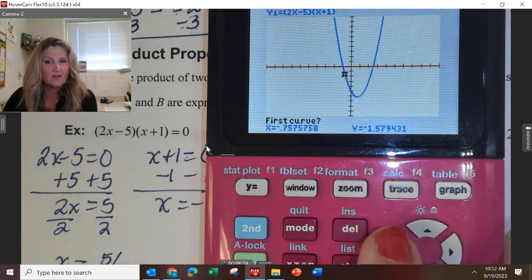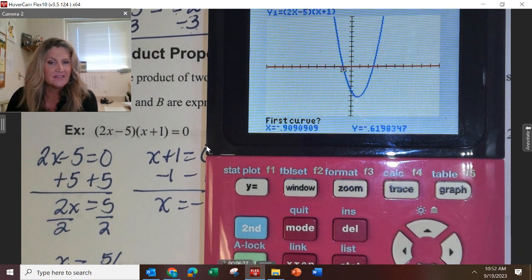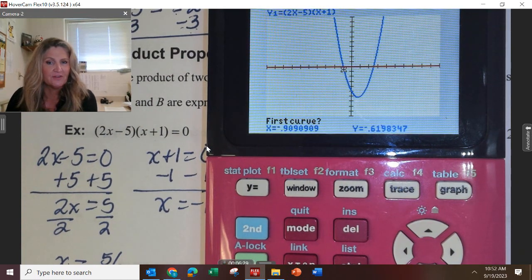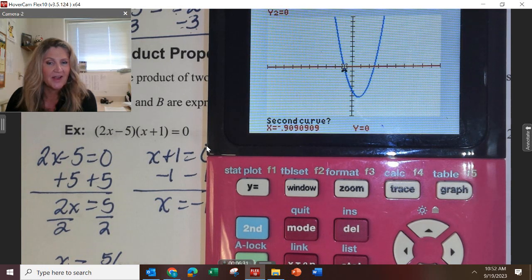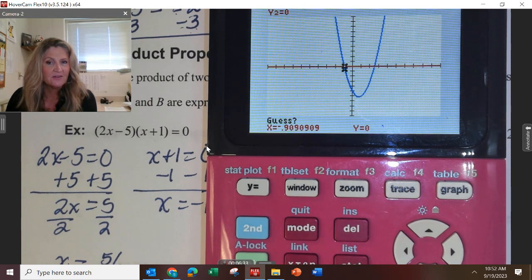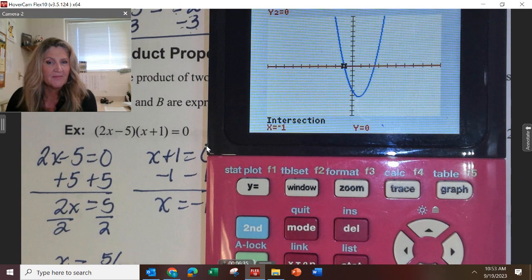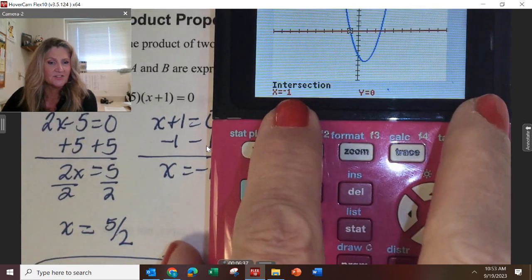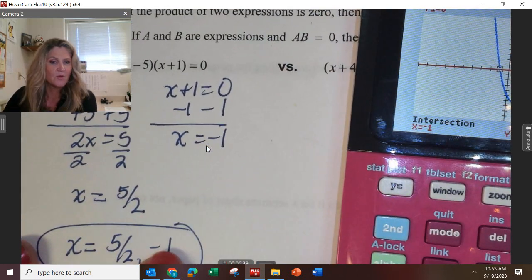So I'm going to get close over here, and it says, is blue your first curve? Enter. Is red your second curve? Enter. Enter one more time, and it tells us that one of our answers is -1, which is what we got.